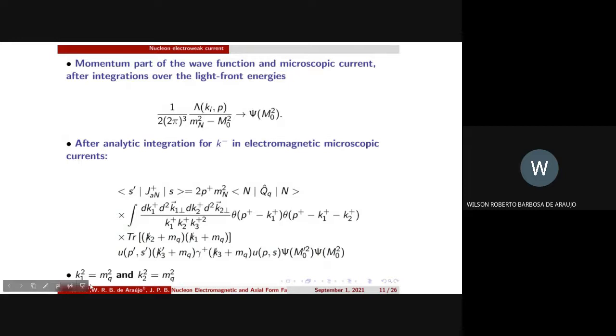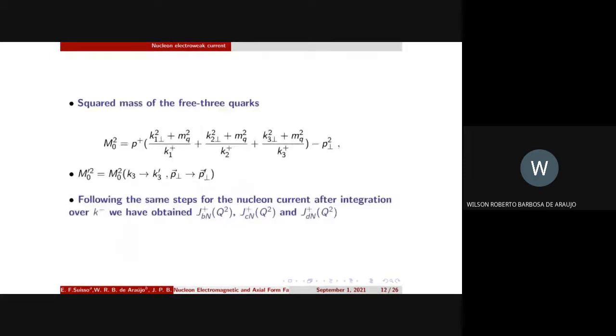Here, k1 and k2 are considered quarks on mass shell. In all J plus microscopic currents, the argument of the wave function is the squared free mass of the three quarks. The argument of the final wave function is the squared free mass after the quark absorbs the photon momentum transfer.